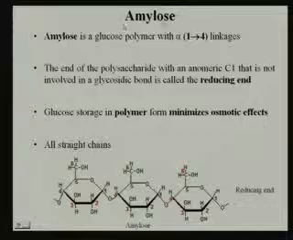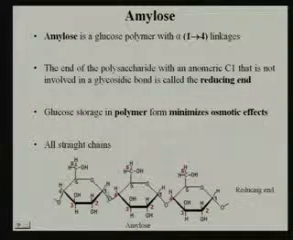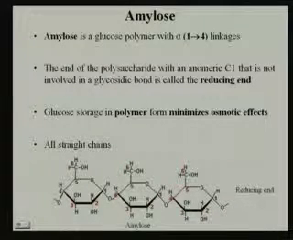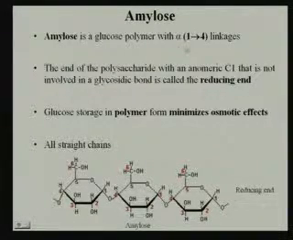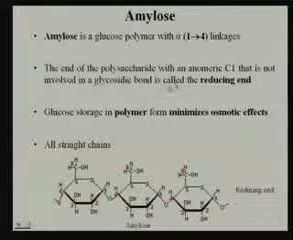If we see the structure of amylose, we can find that, as I have told, alpha 1,4 glycosidic linkage is there in this amylose molecule, and the end of this polysaccharide with the anomeric C1 carbon that is not involved in the glycosidic bond is called the reducing end.